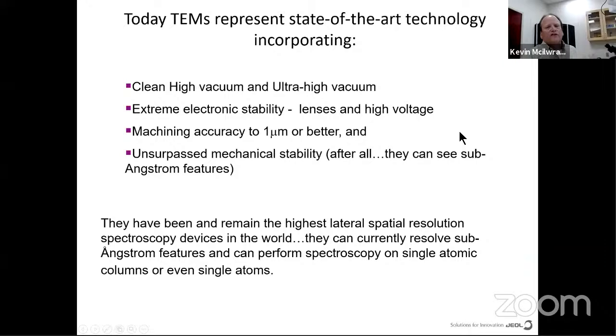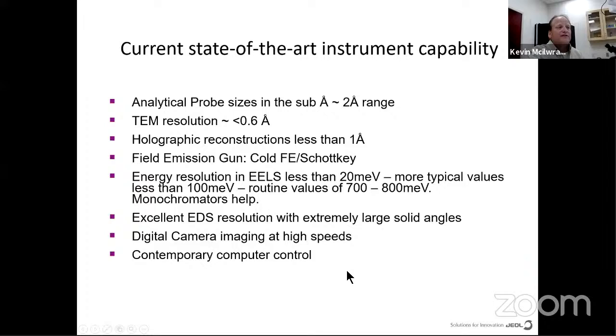So what is the current status of this technology? We have very clean high vacuums now. We have ultra high vacuum, UHV. We have extreme electronic stability, machining accuracy better than a micron, unsurpassed mechanical stability, which allows us to see sub-angstrom features. So TEM has been and will remain the highest lateral spatial resolution spectroscopy device in the world, currently resolving sub-angstrom features in spectroscopy on single atoms.